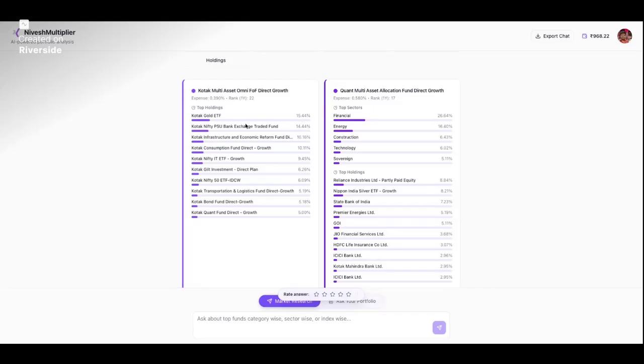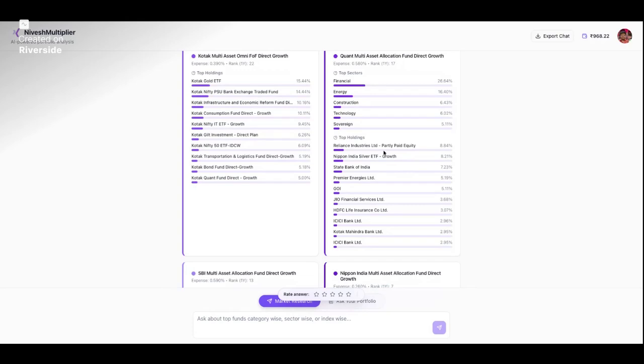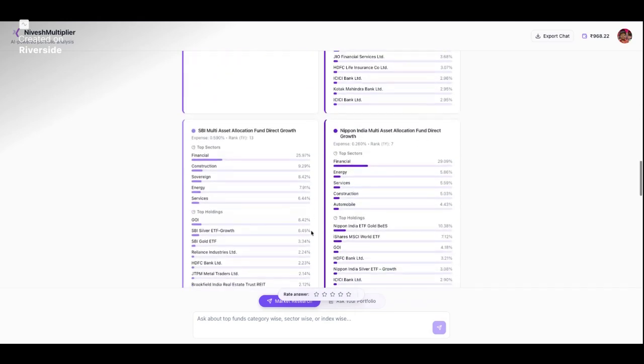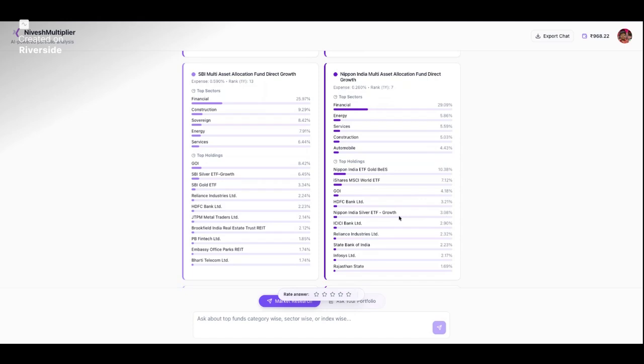I could see that this is putting 15.44% into gold, and it is putting money into various ETFs. One is a PSU ETF, another is a Nifty 50 ETF. Then I'll see what the Quant multi-asset fund is doing. This is not actually putting any money into gold, which the AI summary also told. It is putting 8.21% into silver, and these are the companies where it is putting money. Similarly, SBI is putting around 3.34%. Nippon multi-asset is putting around 10.38% into the gold ETF, and 3% into silver as well.